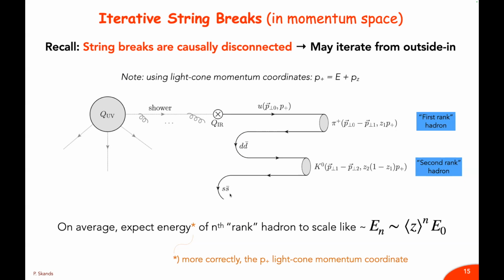So you see how this still looks quite similar to that algorithm we had on one of the first slides. It's just now in a full-fledged string fragmentation context, Lorentz invariant, and we've used causality and a bunch. So it's much more physical, but it's still essentially the same algorithmic process that's happening. On average, then we expect the light cone momentum or the energy of the nth rank hadron, so you see how these z's are multiplying up here, to scale like the average z to the power n. We take a fraction z each time, times whatever the starting energy was.